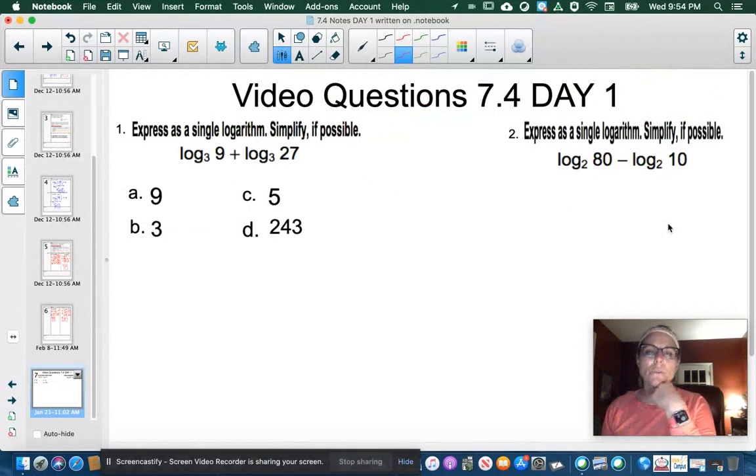Express as a single logarithm, simplify if possible.